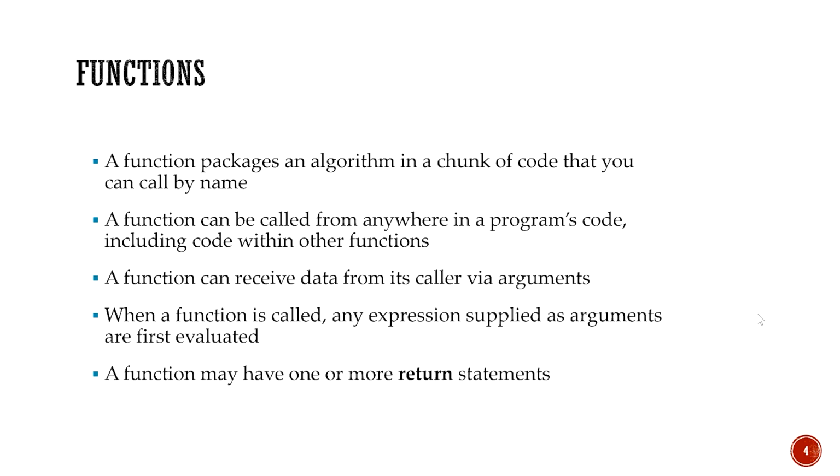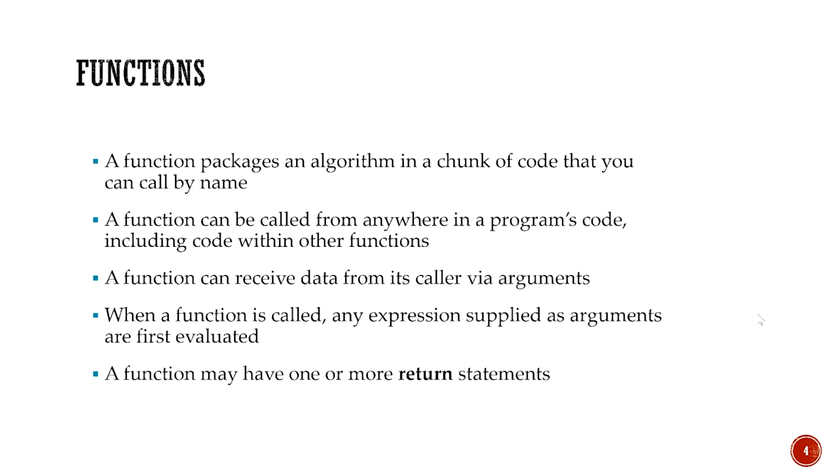A function can receive data from its caller via argument, but it is optional. It means that we can have functions which do not need any input arguments. When a function is called, any expression supplied as arguments are first evaluated. So we need to receive input arguments first, and then execute the rest of the code.